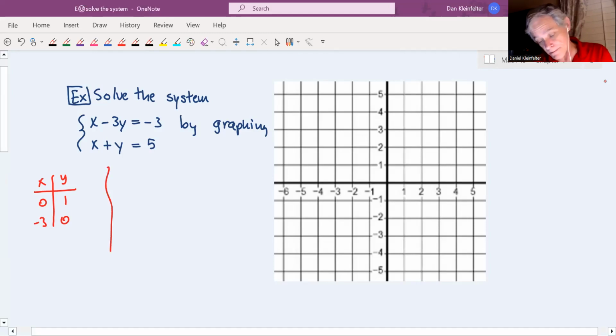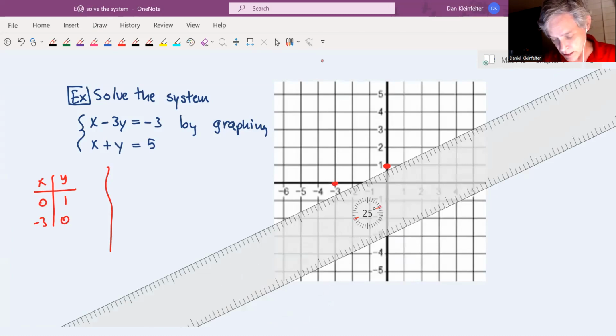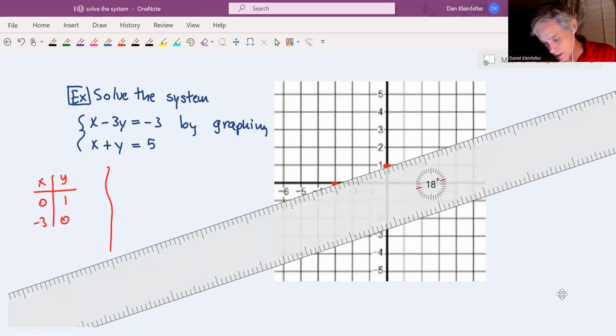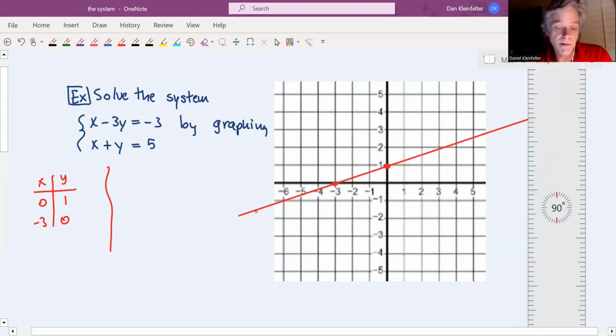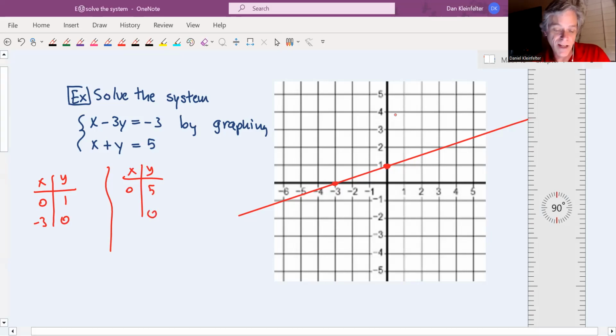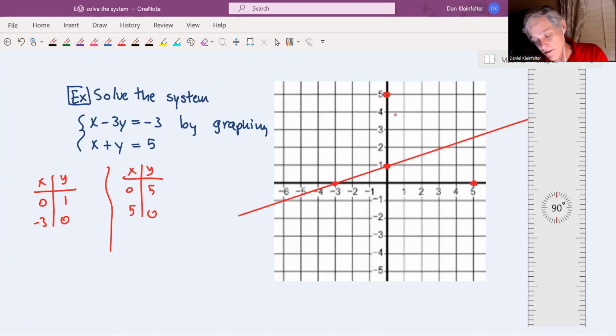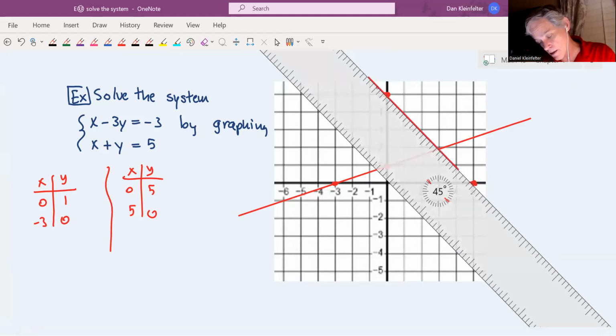So let's go ahead and draw that. We have the point 0, 1 and the point negative 3, 0 on our graph. Let's go ahead and draw that line. And then we should do the next one next. x plus y equals 5. When x is 0, y is 5. And then when y is 0, x is 5. So we'll have the point 0, 5 and 5, 0. And then once again, we're going to connect the dots.